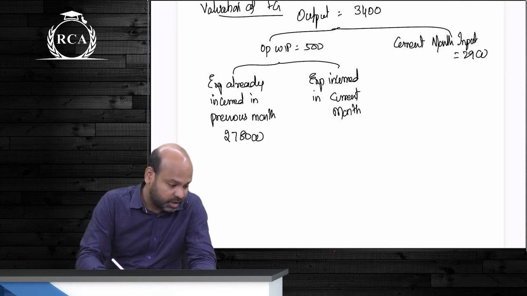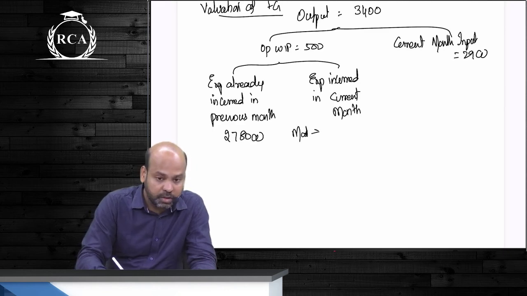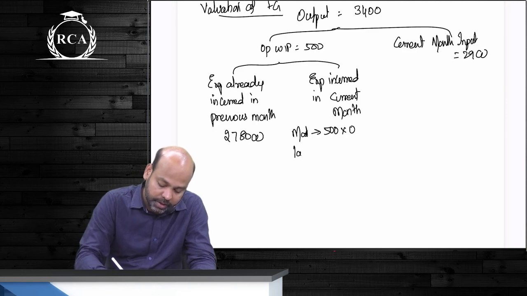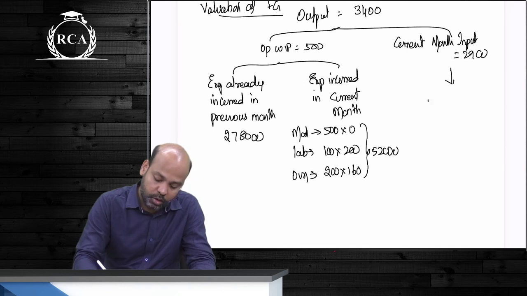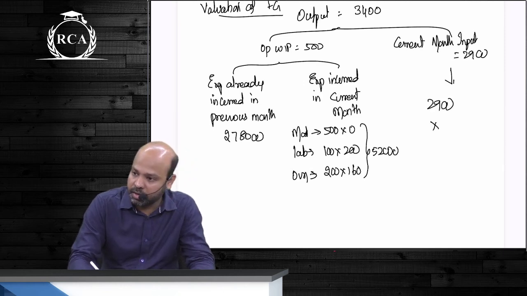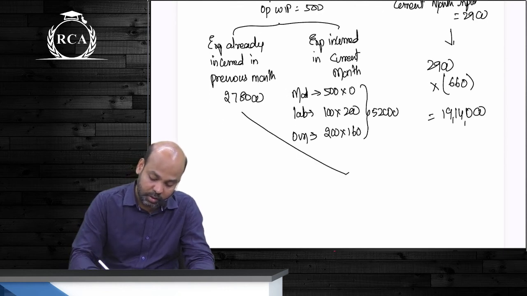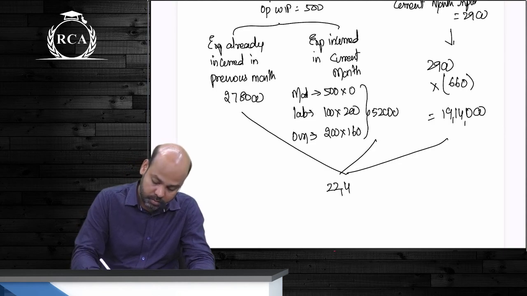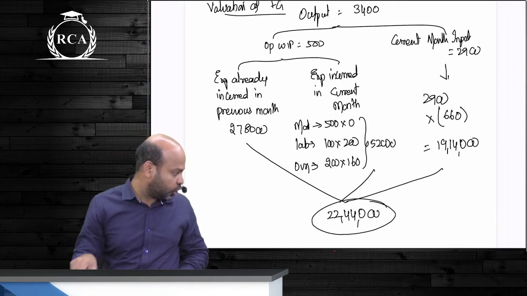अभी ये कितना हो जाएगा बेटा? Expenditure incurred in current month. Opening work in progress. Material 0 बेटा. 500 units into 0. Labor beta 100 into 200. Labor overheads, and this beta will be 2900 into 660. 19,14,000. Now add all of them, guys. This is the value. This will be the value of your completed units.